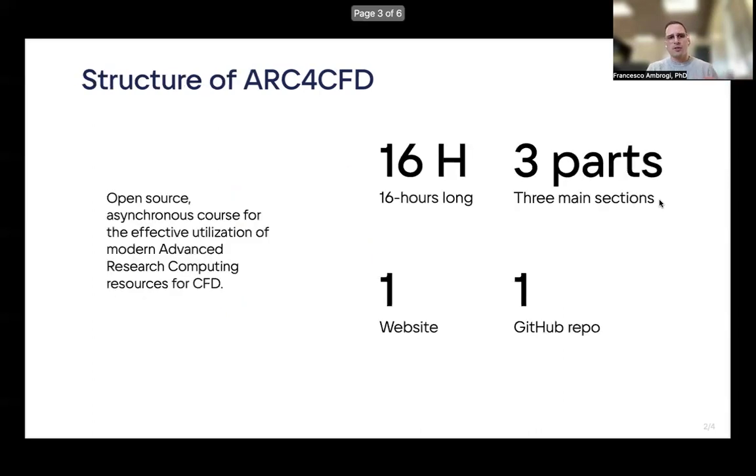So what is the structure of this course? This course is meant to be about 16 hours long if you follow through. The structure of the course is 3 sections. There are 3 parts to the course. The first one will teach you all the basics about HPC, from the terminology to how to access HPC resources, how to allocate HPC resources, and so on and so forth.